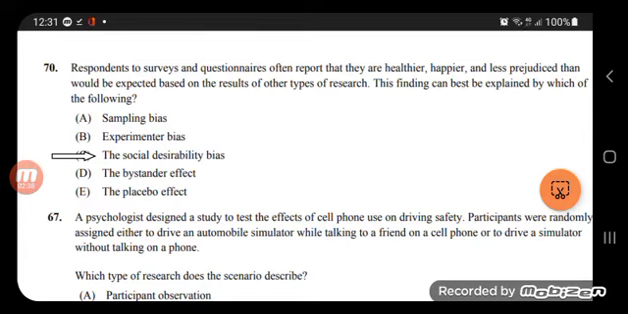Respondents to surveys and questionnaires often report that they are healthier, happier, and less prejudiced than would be expected based on the results of other types of research. This finding can best be explained by which of the following? The social desirability bias. People know what's socially desirable nowadays, and they just go with the flow.